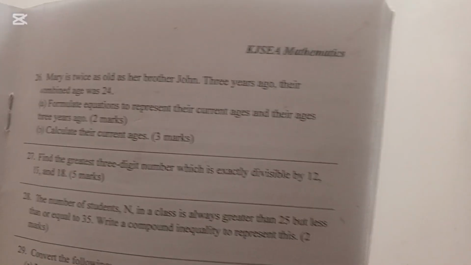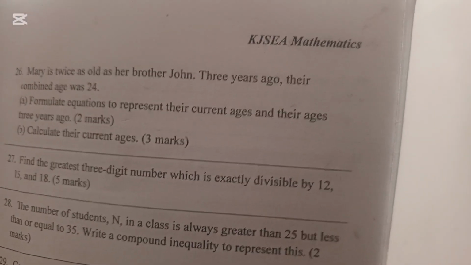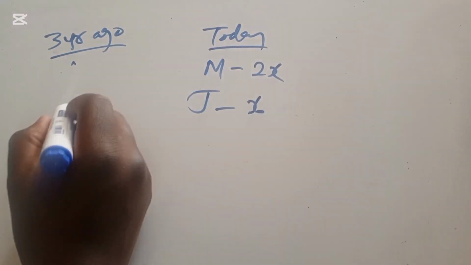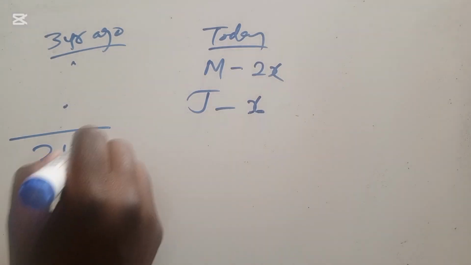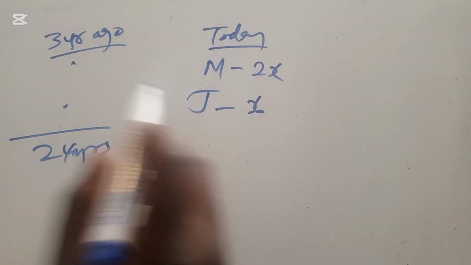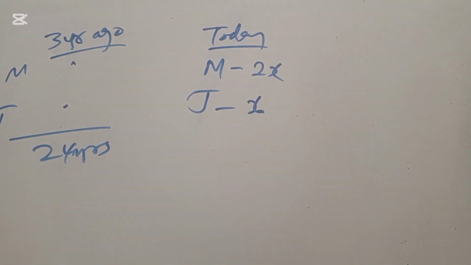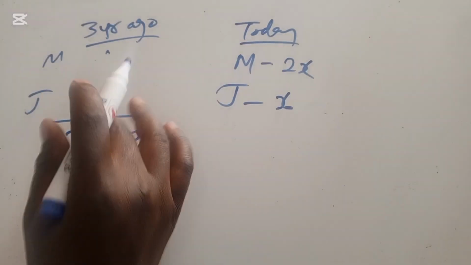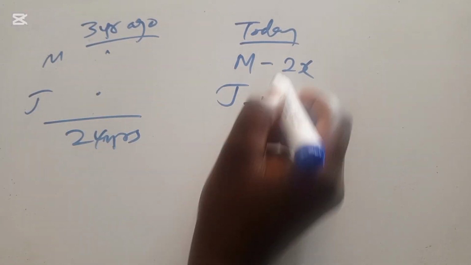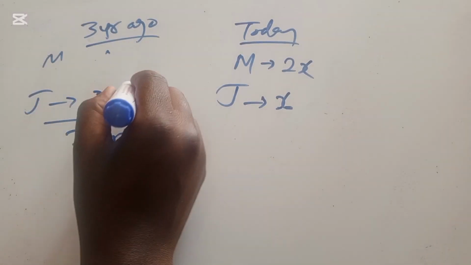3 years ago, their combined ages was 24. So here, if you add their ages, the total will be 24 years. But how old was Mary and John 3 years ago? Using the x's. So if this was x today, here is x minus 3.